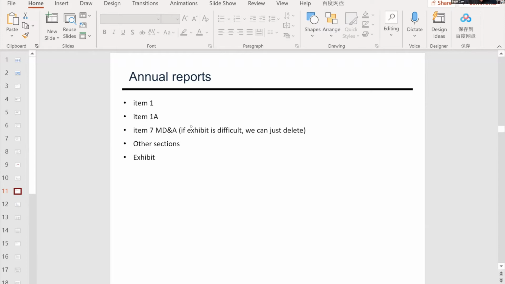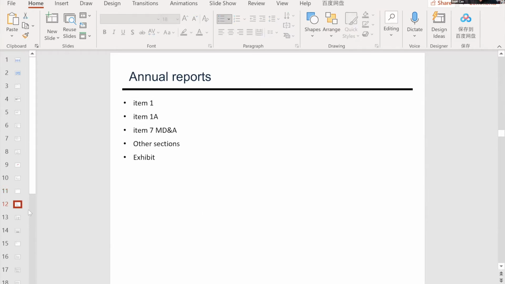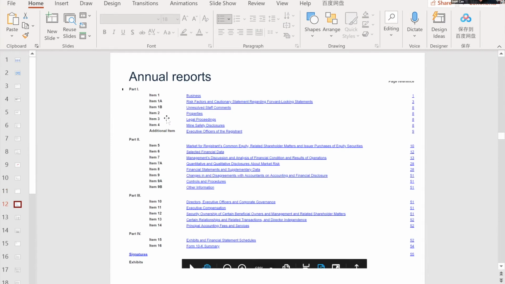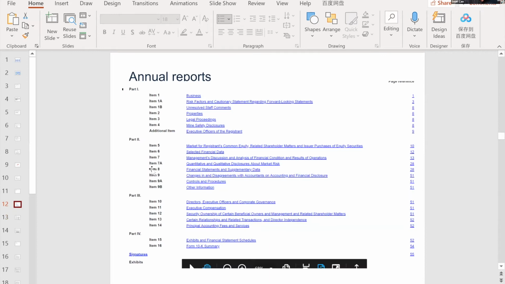That's one thing I want you guys to be aware of for the annual report. So let's look at an example. This is a annual report. This is Nike, right? Let me see. McDonald's. Okay, this is McDonald's annual report. Let's see how the annual report is structured.